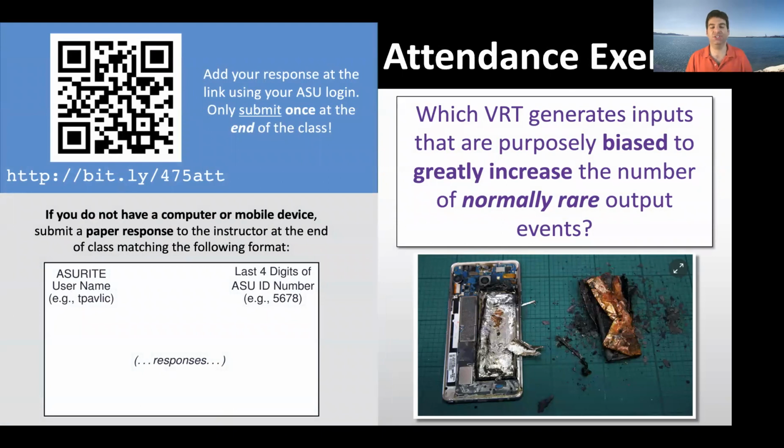And so the question I'm asking is, of the 4 variance reduction techniques that we've gone over, which of those 4 is built to purposely bias the inputs to greatly increase the number of normally rare output events? So what variance reduction technique is associated with amplifying rare events? So go ahead and put your answer there.